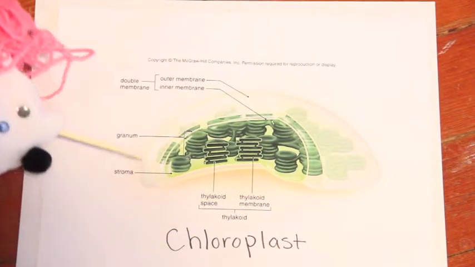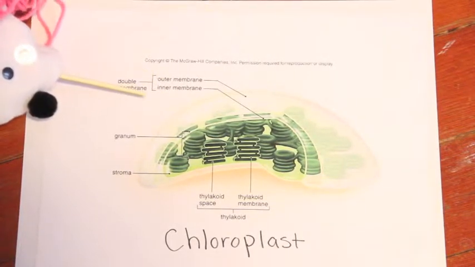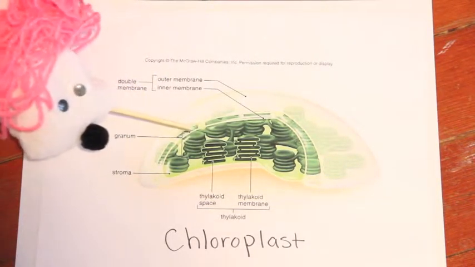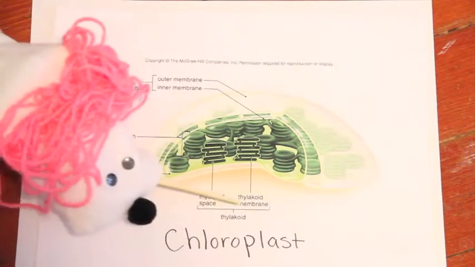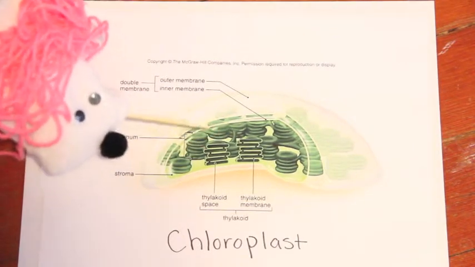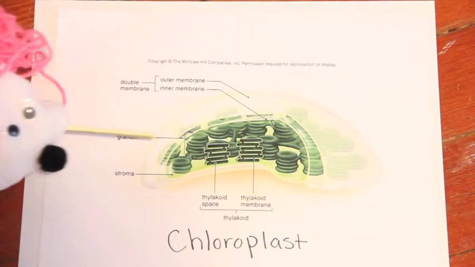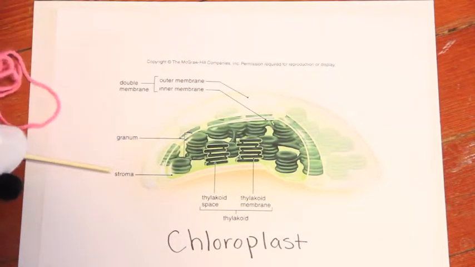There are two membranes, the inner membrane and the outer membrane. The space in between is called the inner membrane space. This is the thylakoid membrane. Kind of like a pancake. Yes, precisely. A stack of thylakoids is called a granum. The liquid inside the chloroplast is called the stroma.